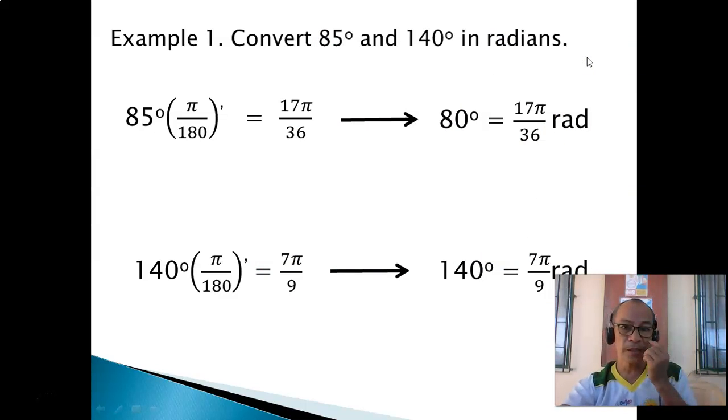Now, say for example, we're going to convert 85 degrees and 140 degrees to radians. So 85 degrees times pi over 180 is 17 pi over 36. 140 degrees times pi over 180 is equal to 7 pi over 9 radians.